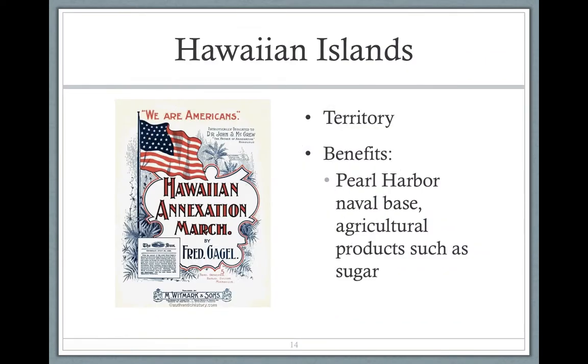Now, one other thing that was a benefit, other than acquiring territory and goods like sugar, was the acquisition of a naval base. You may have heard of Pearl Harbor. This is going to be another foreshadow.